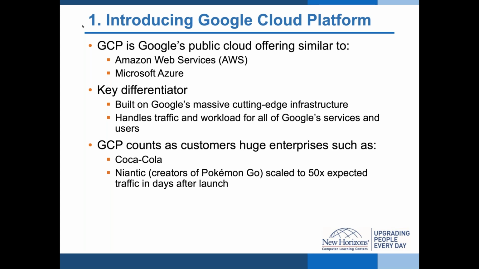Now, GCP is not a small player. They have some huge enterprises, companies like Coca-Cola, Niantic, which created Pokemon Go. And there's an interesting story around that where, with Pokemon Go, they knew it would be a fun thing, but they never really expected the level of demand that appeared when they released it. And it was just huge. They scaled to, and GCP scaled to 50 times their expected traffic in the days after the launch. And it was seamless. It just kept working, and none of the users even realized what was happening. If you go out and Google it, there's a nice blog entry about that experience from somebody at Niantic who walks through the launch and what happened in the immediate days after that.